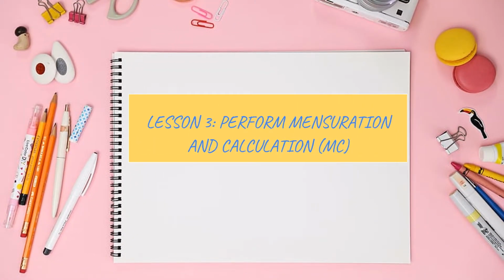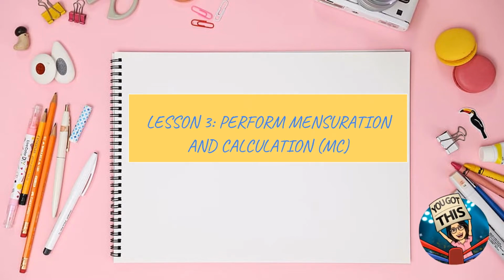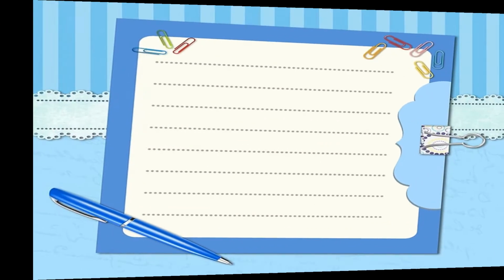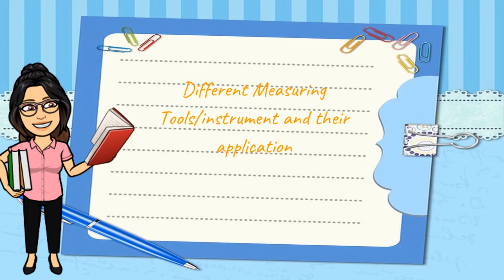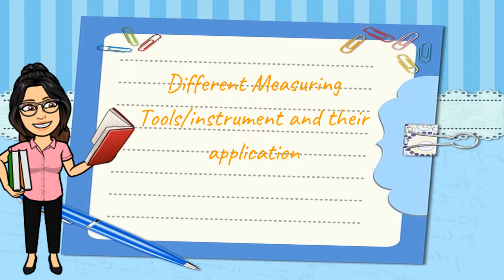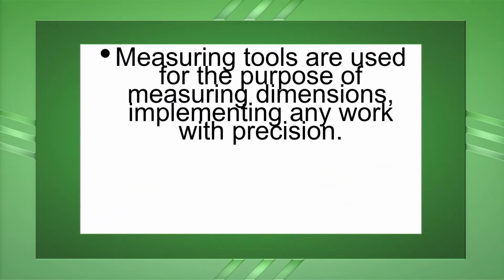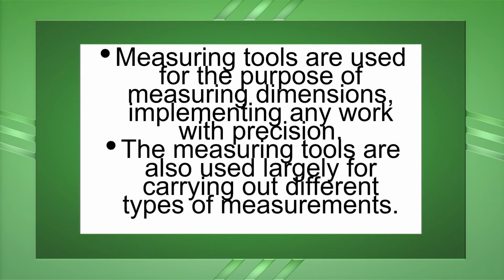Lesson 3 for mensuration and calculation. Here are the different measuring tools or instruments and their application. Measuring tools are used for the purpose of measuring dimensions, implementing any work with precision. The measuring tools are also used largely for carrying out different types of measurement.